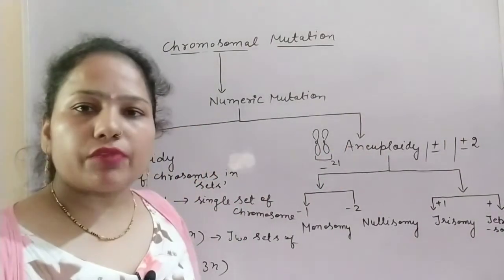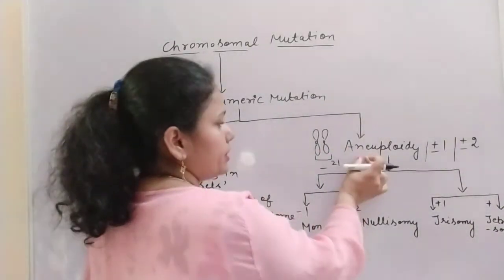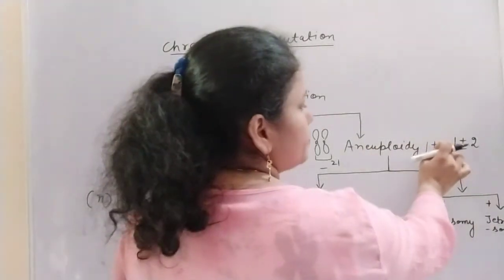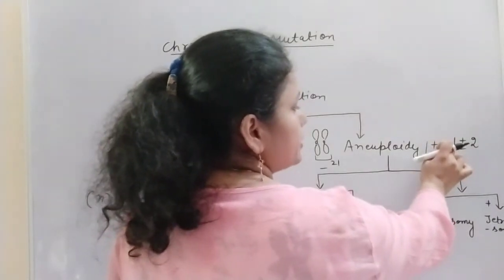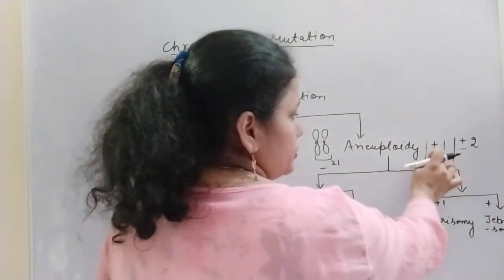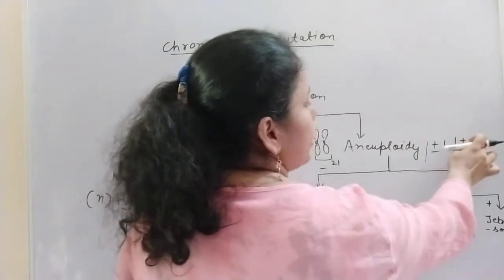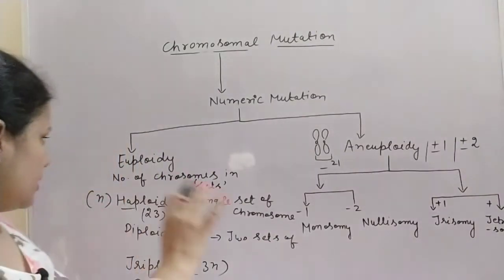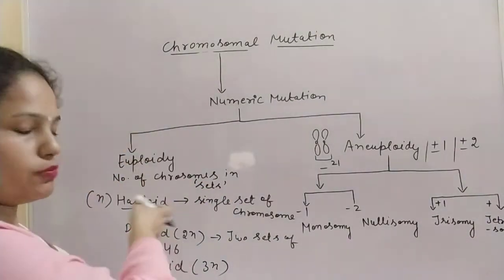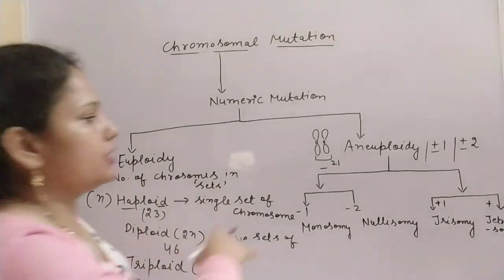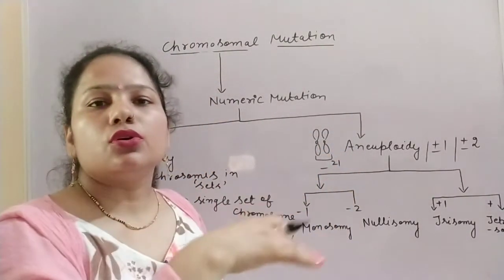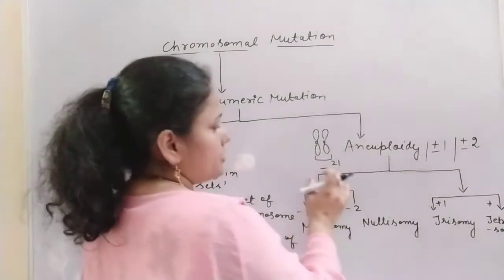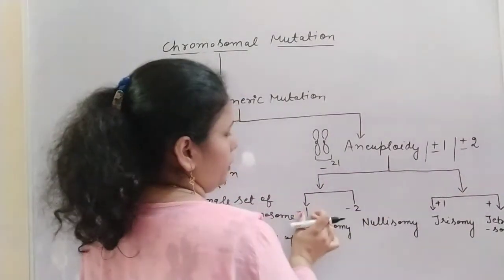So what is the meaning of aneuploidy? Aneuploidy means the number of chromosome that is increasing plus minus 1, means if 1 is increasing or 1 is decreasing, or plus minus 2 if 2 are increasing or decreasing, but they are not in the sets. In euploidy, the chromosome sets are increasing or decreasing, but here only one chromosome or both the chromosome are increasing or decreasing. So let's take the example of minus 1.